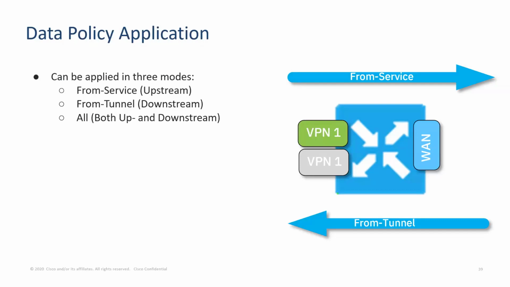And the most common application here would be to apply it from service, because normally you want to do something with your packets coming from the LAN, and then before they hit the egress interface, you want to do something like break out the traffic or send it to a specific site or so on. So that's the most common application. And then if you have different policies, you can apply them in different directions if you want to.